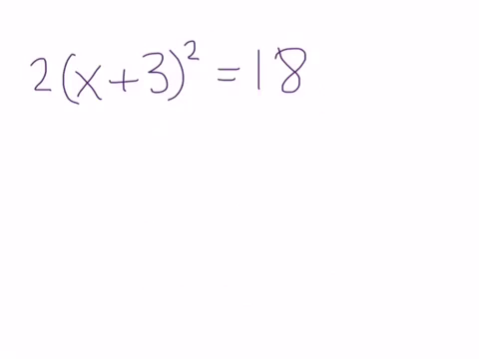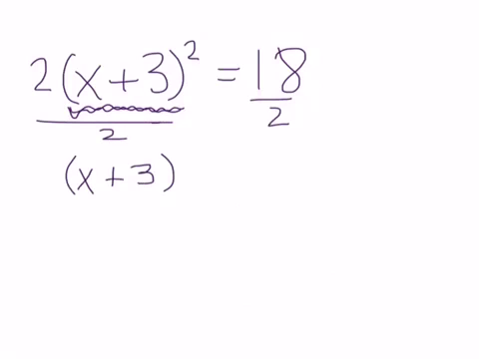Alright, in this situation, we're going to consider this entire term here as the x squared term. So this entire term is the term that we're going to isolate to get by itself. Well, the first thing that we need to do, of course, is divide both sides by 2 to get it by itself. So we have x plus 3 squared equals 9.